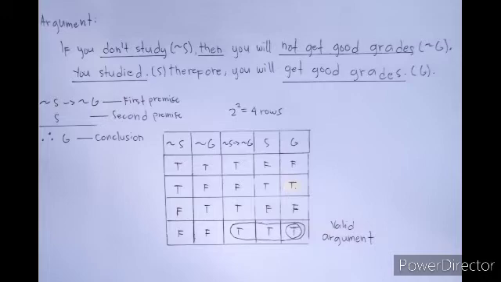Now, we will look at the rows. First row is T, T, T, F, F. The second row, T, F, F, T, T. The third row, F, T, T, F, F. And the fourth row is F, F, T, T. The fourth row has all true values. That is why this statement is a valid argument. Thank you for listening.